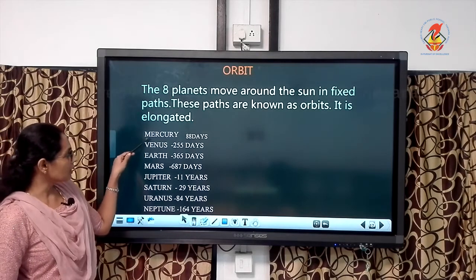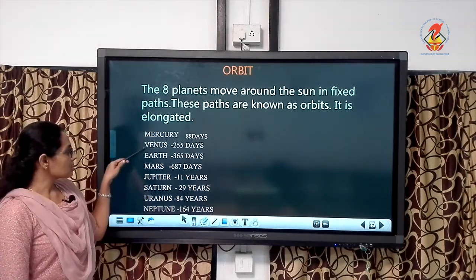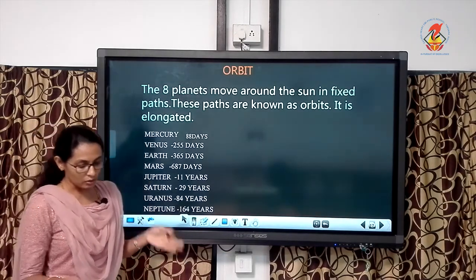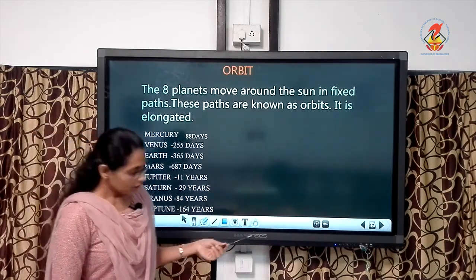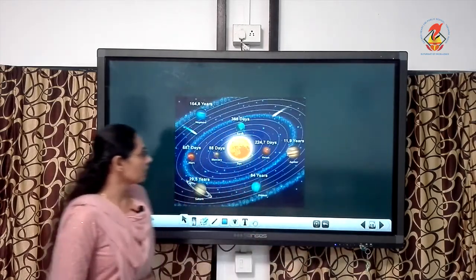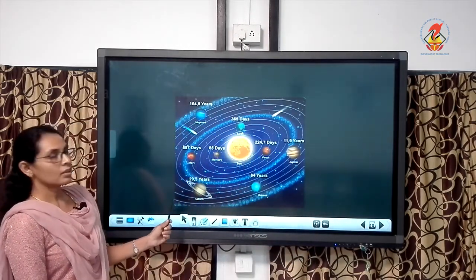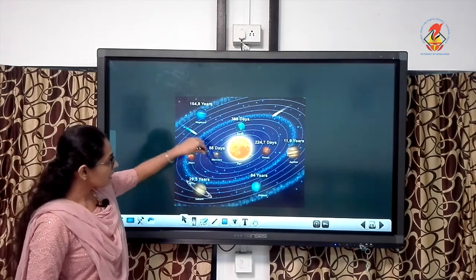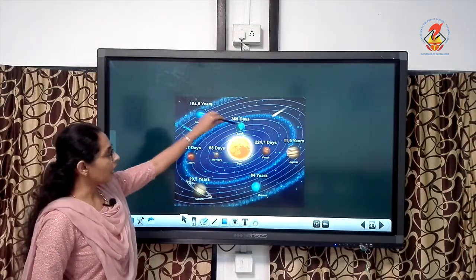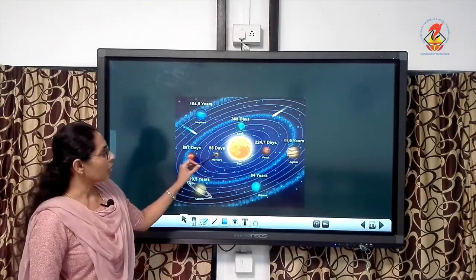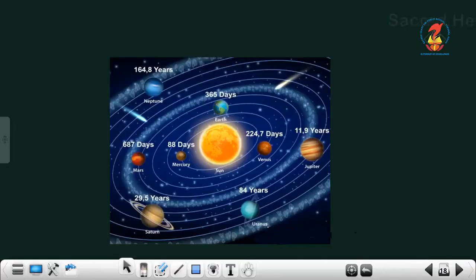Understood? Mercury is the nearest planet. Venus is known as the Earth's twin because it looks like the Earth. Clear? Next, look at this blue colored line. That blue line of the planets is known as the orbit. Here is Mercury, Venus, Earth, then Mars, Jupiter, Saturn, Uranus, then Neptune. Clear, children?